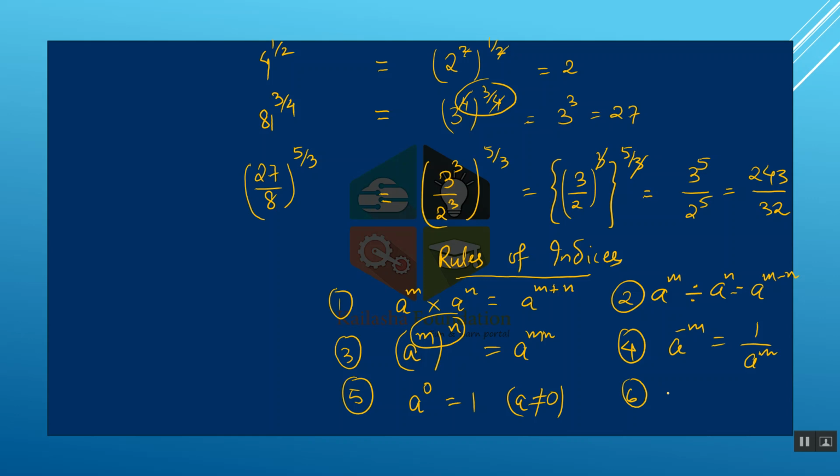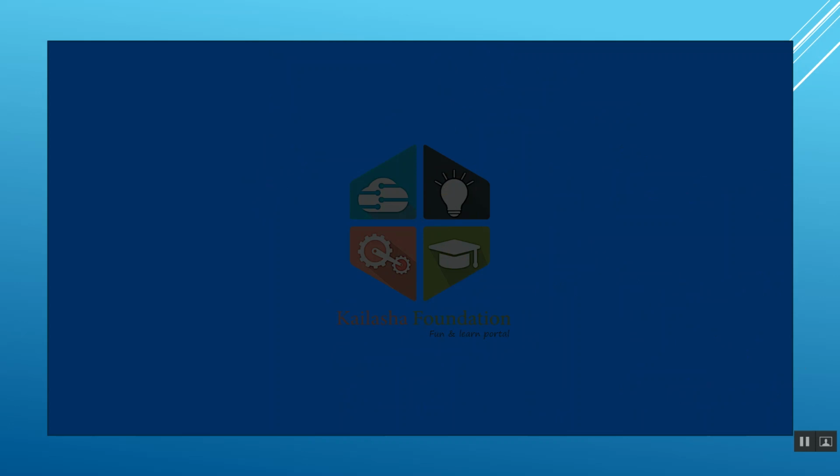Sixth one is automatically understood, ab power m is over both a and b, a power m, b power m. Seventh one I also told you, mth root of a is simply written as a power 1 by m. For example, cube root of a will be written as a power 1 by 3 and vice versa.